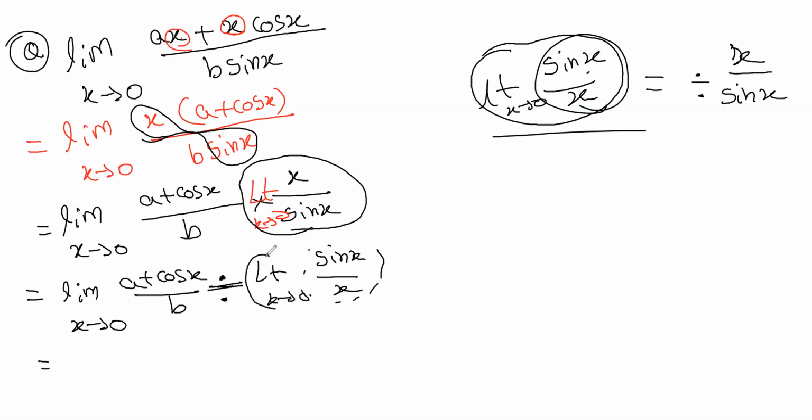Now we know the value of this is 1. So divided by 1 is the same value. If you substitute 0, a plus cos 0 by b. Now it is not an indeterminate form. We can do it directly.